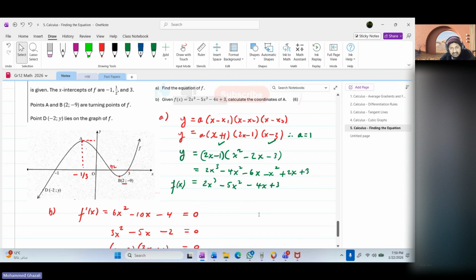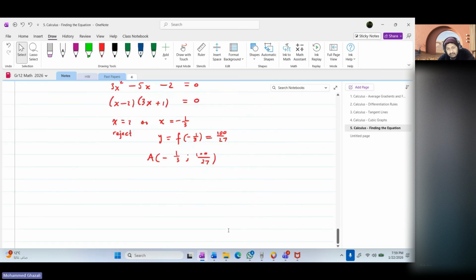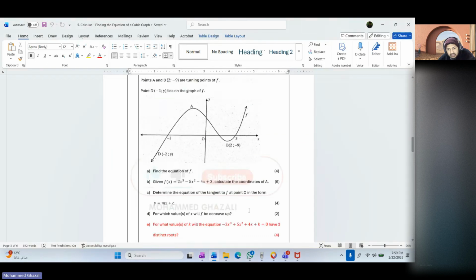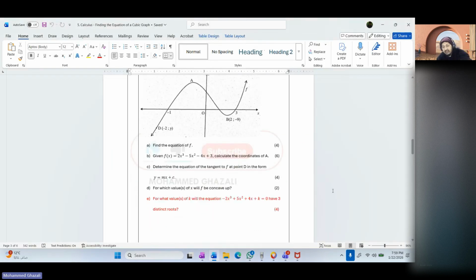You can clearly see that is correct because the y-intercept is here, and that point is working out to be 3.7. So it is correct, the coordinate that we have here. All right, so far so good. Nice question. Continuing. Right, so they just ask you general questions now after this.